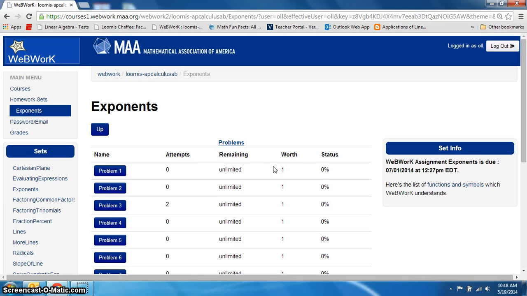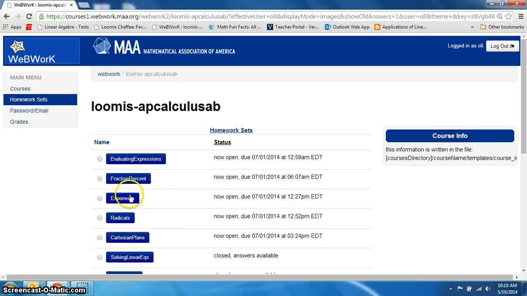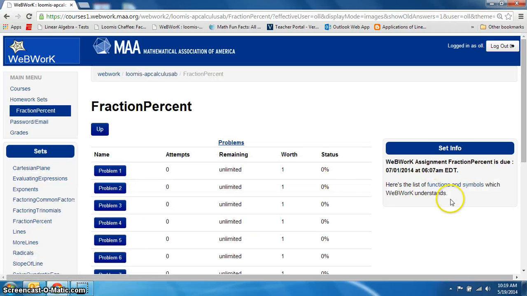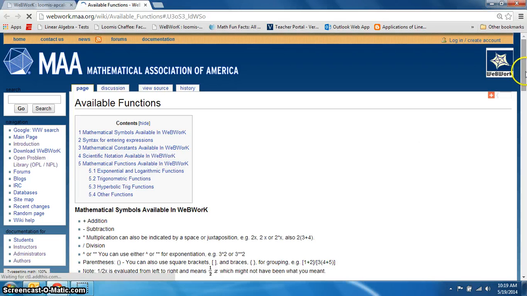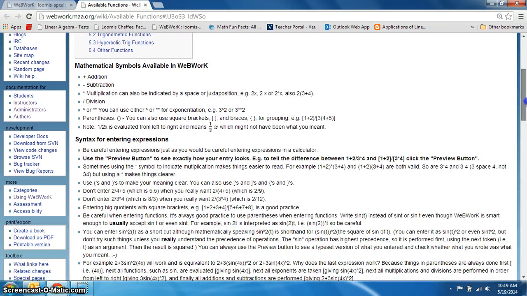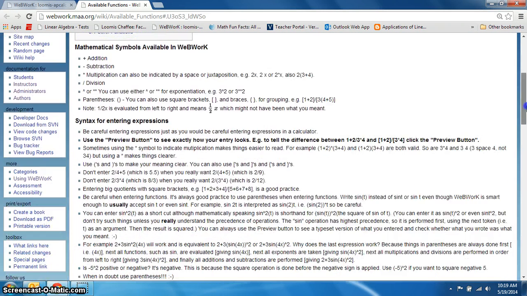Another thing that I want to address is how you enter the answers in Webworks. Notice on the right of each problem set, if I go back to the main page of the homework set and click on any of these problem sets, the right side has a list of functions and symbols that Webworks understands. If I were to click on it, I will go to a wiki page that tells you how to enter your answers.